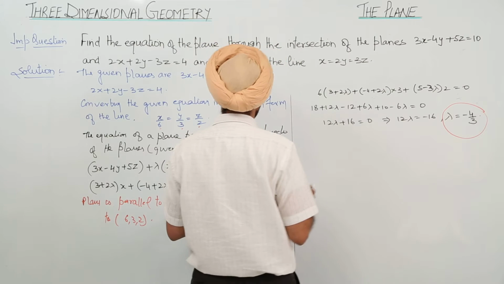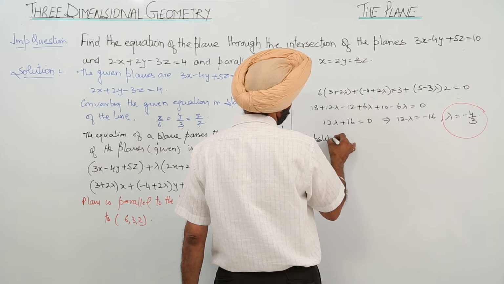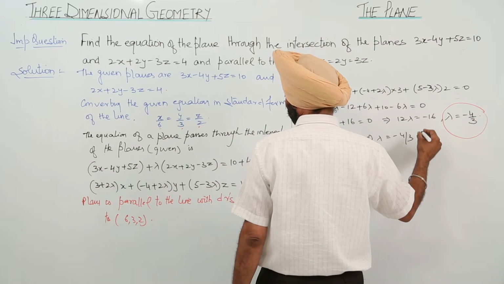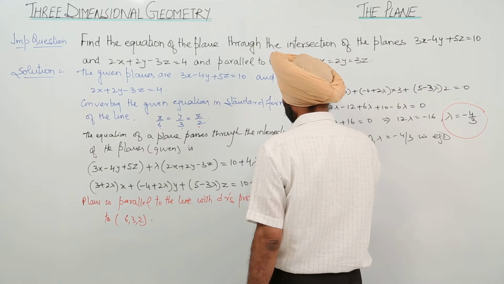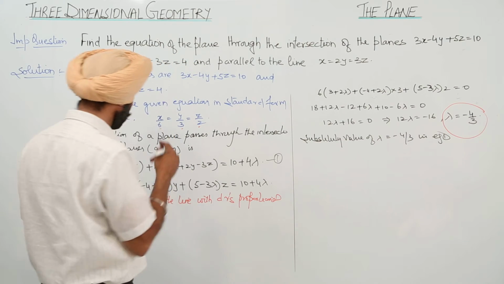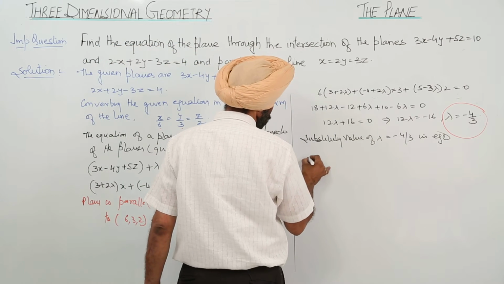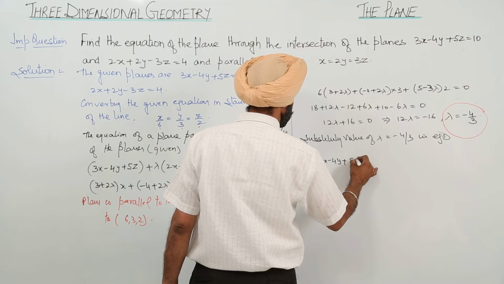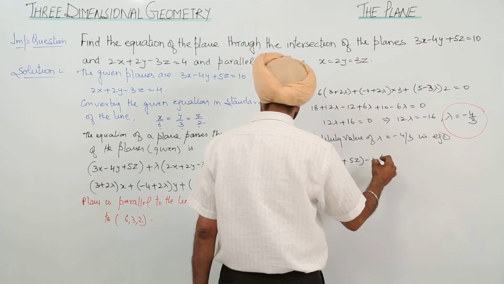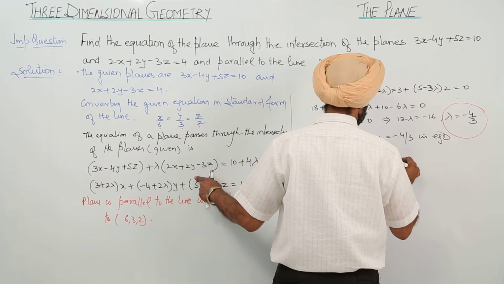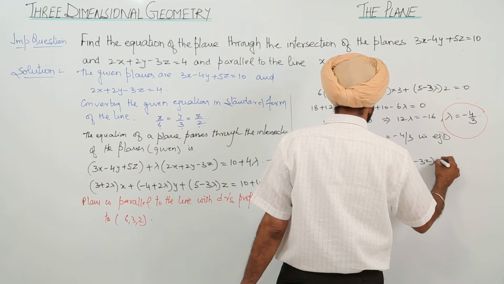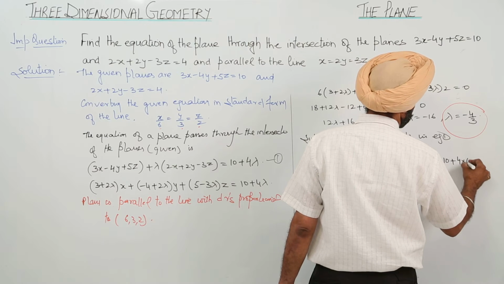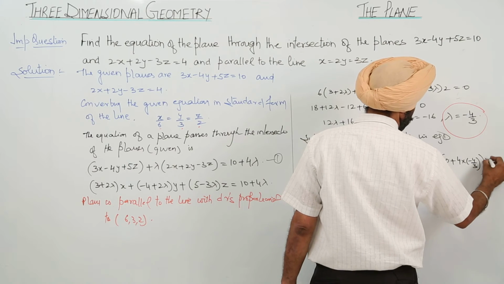Now substituting the value of lambda equal to minus 4 by 3 in equation 1, this was equation 1. So 3 times 3x minus 4y plus 5z, negative of 4 with 2x plus 2y minus 3z is equal to 10 plus 4 times negative of 4 upon 3 multiplied by 3.